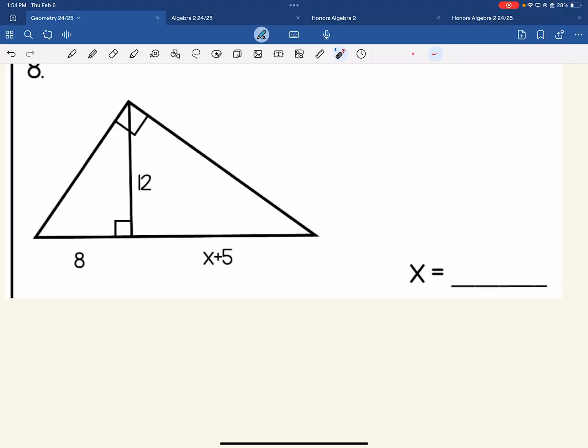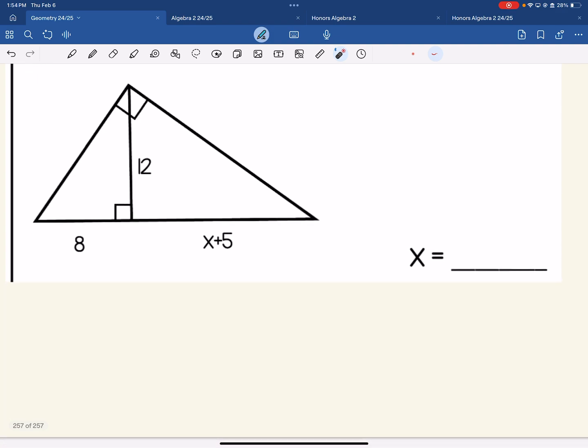So let's look at number 8. All right, with your partner, a person around you, find the value of x. Draw everything you need, set up your proportions, and find the value of x. Let's go with 3 minutes. So 13:57. Work together, don't work by yourselves.